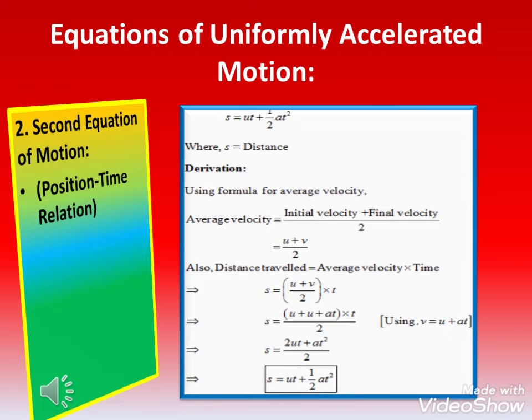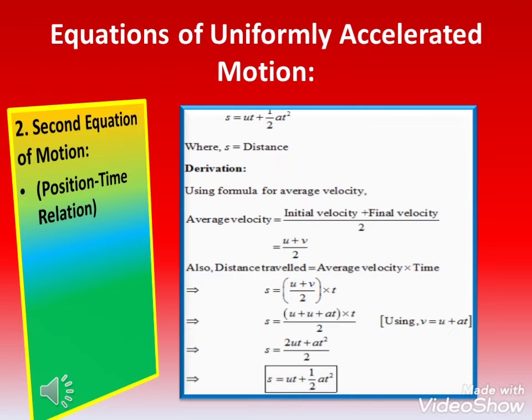We have already learned the equation for average velocity. Average velocity is equal to initial velocity plus final velocity whole divided by 2, or u plus v by 2. Velocity is equal to distance by time. From that equation we get distance travelled is equal to average velocity into time. Substituting the equation for average velocity here, we get s is equal to u plus v by 2 into t.